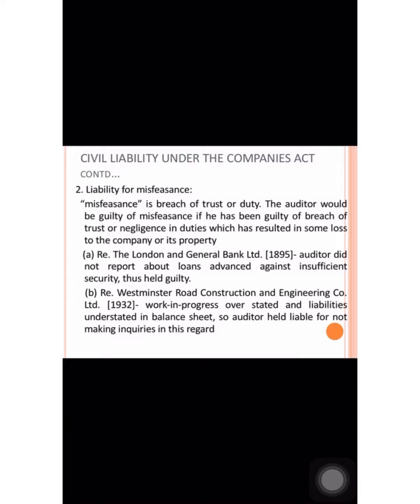The next such case is Westminster Road Construction and Engineering Company Limited. In this case, work in progress disclosed in the balance sheet was overvalued and liabilities were understated. The auditors also relied upon the certificate of the management as to the valuation of work in progress, and therefore the dividends were paid out of capital and not out of profits. The court held the auditor liable as he failed to make specific inquiries regarding the existence of liabilities. So the court held that the auditor should make inquiries regarding the liabilities, the work in progress and the assets, which the auditor did not do in this case, and he just relied upon the certificate of management regarding the valuation of work in progress.